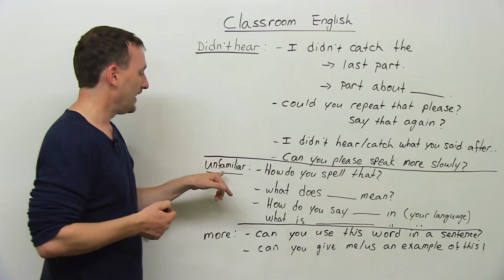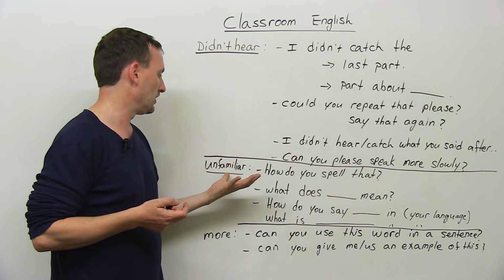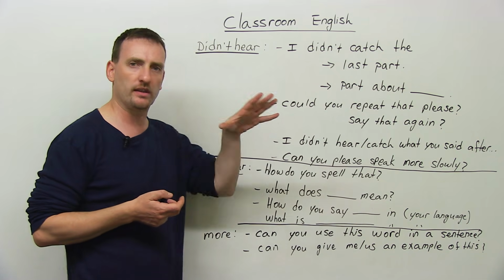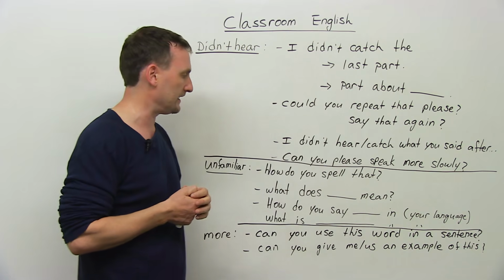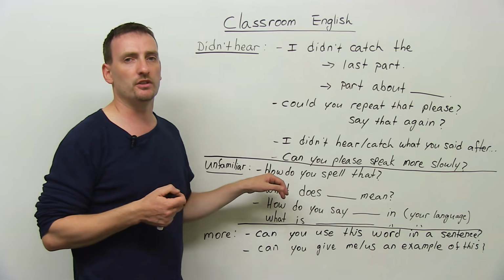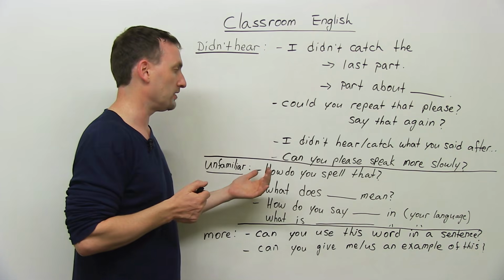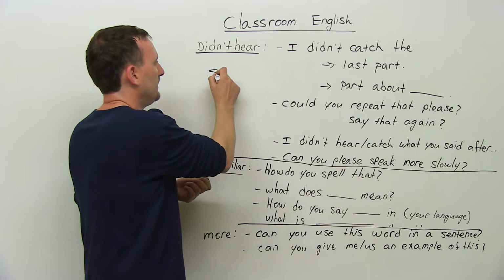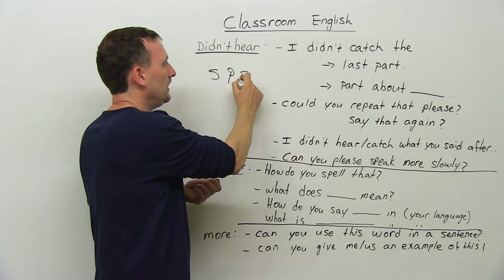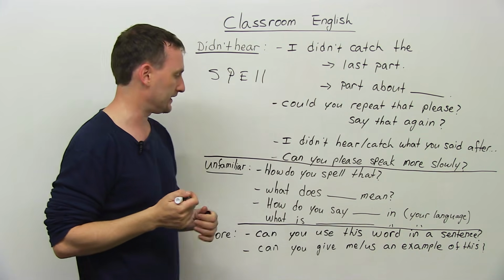Okay, now, if you are learning something, and again, we're learning English, and you're not familiar with what the teacher says, it's something new, or you don't really know what it is. First of all, make sure you know how to spell the word. If it's a new word, ask the teacher, how do you spell that? And the teacher will say, S-P-E-L-L, spell. Okay, how do you spell that?